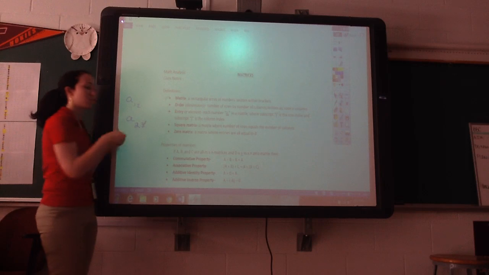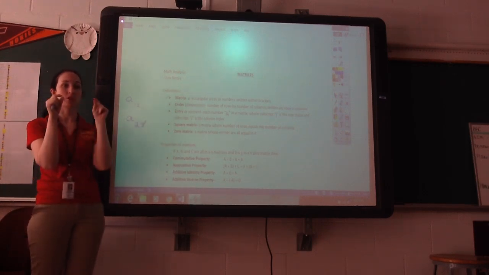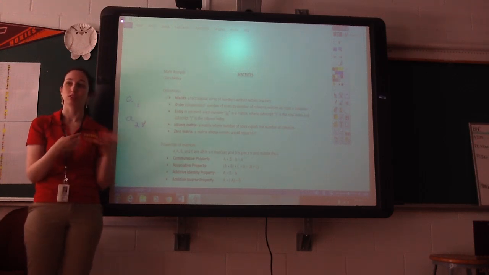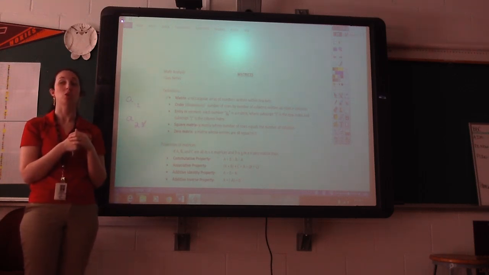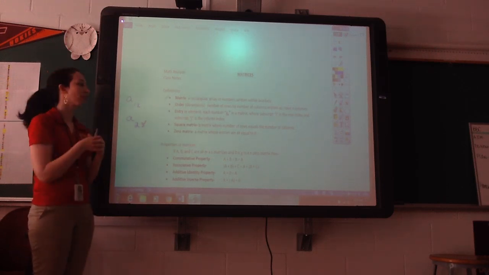So if you were to see A sub 23, that's second row, third column. So it tells you a location to go to do whatever it's asking you to do. It's always numbers, yes, because we always number our rows, we always number our columns.